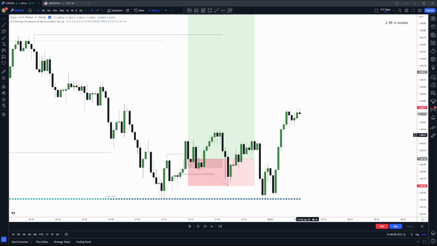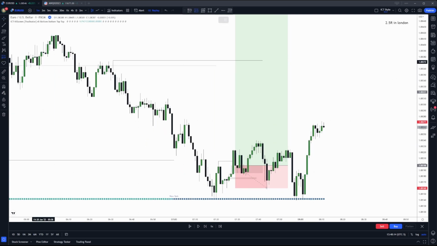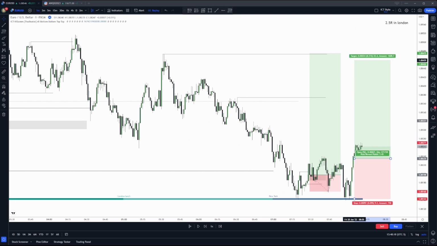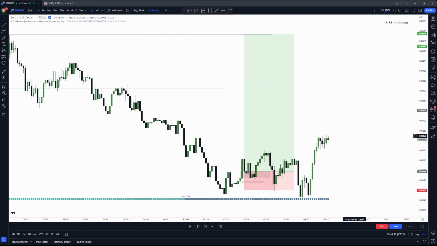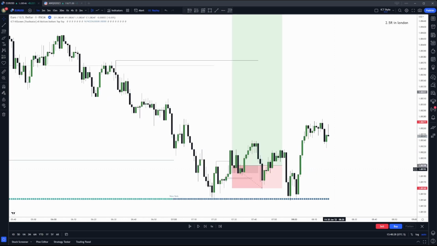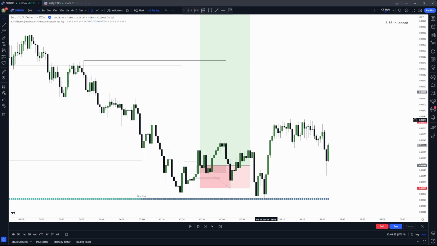Alright, this is actually a pretty clean move, but I'm going to not allow myself to take this one. Also, what I do see is that if I were to take this, let's say right here, and have the same target, I would just have my 2.5R. I would love to take partials here. So this is probably not a trade that I would be taking. Really slow price action as well.